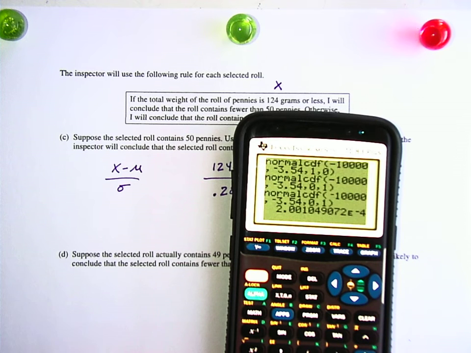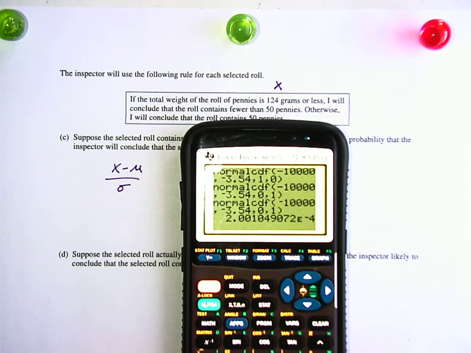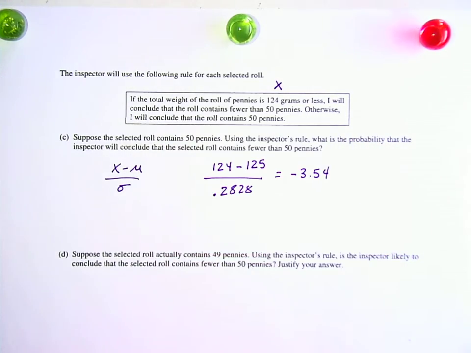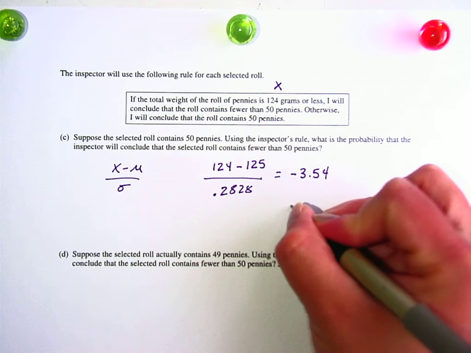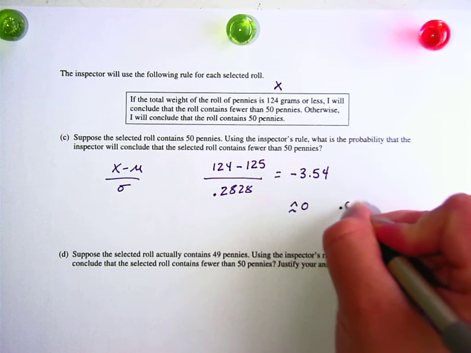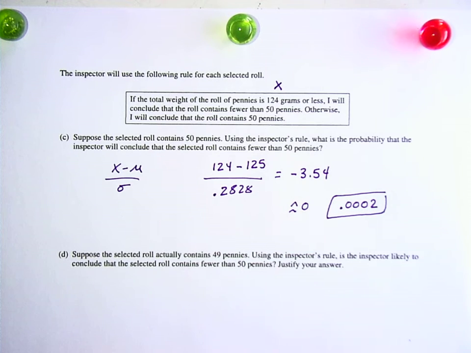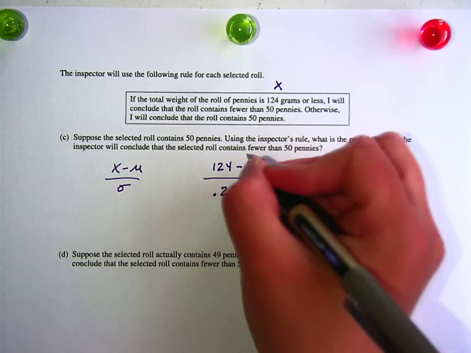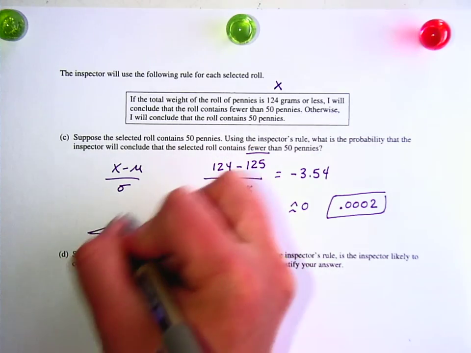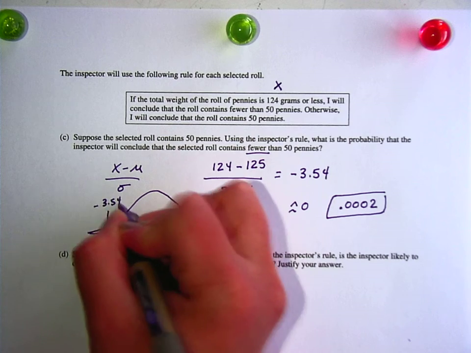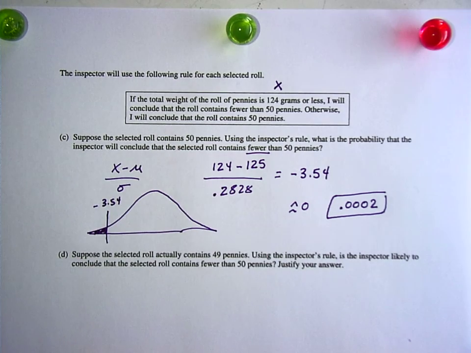So it says that it's 2.001 e to the negative 4, which means that you move that decimal place 4 times. So the correct answer, instead of you saying approximately 0, you should say 0.0002. So that is the chances that the inspector will conclude that it contains fewer. Remember, fewer is that left-tailed test. So basically, we've got a left-tailed test going on right here, and this is negative 3.54. We're looking for that area over here, which is 0.0002.